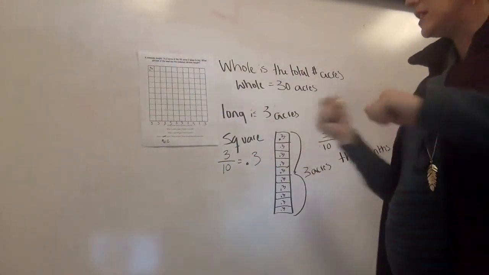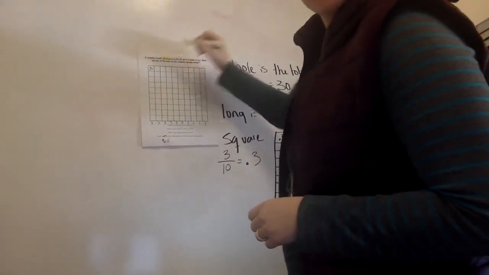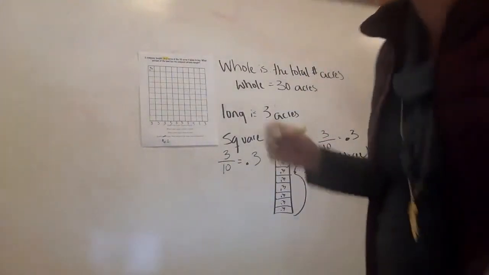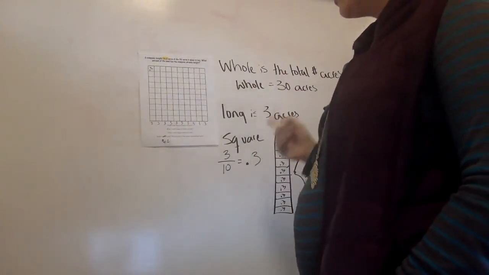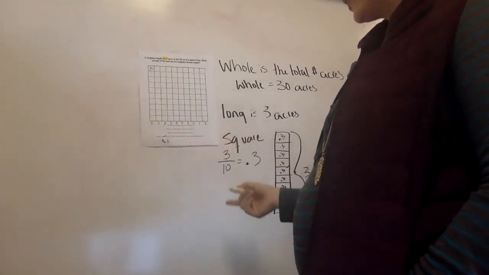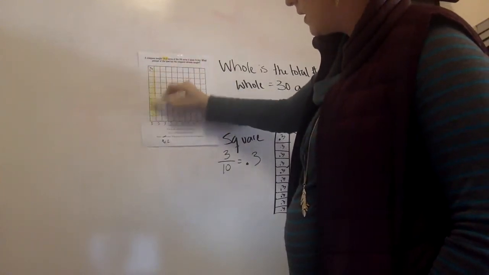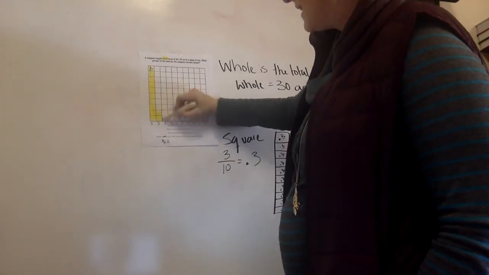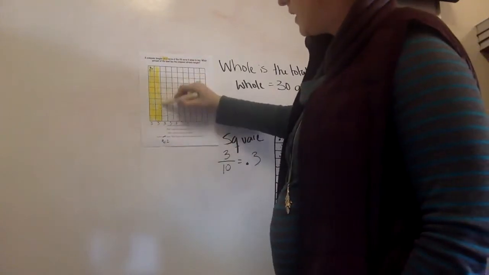So the first thing that I need to do is color in 16.2 on my little grid. I think you can see it. Now remember, each one of these longs is worth 3. So if I'm trying to get to 16, I can color in a whole long. There's 3. I'm going to color in another one. 6, so I'm up to 6 acres colored in.